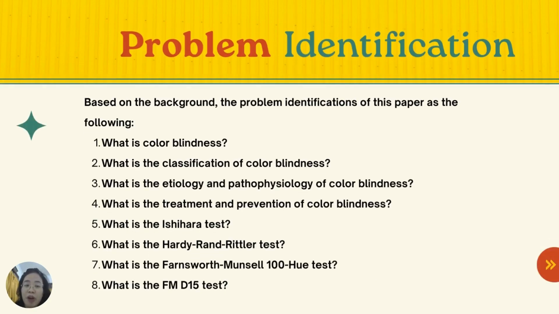Based on the background, the problem identification of this paper is as follows. What is color blindness? What is the classification of color blindness? What are the etiology, pathophysiology, treatment and prevention of color blindness? What is the Ishihara test? What is the Hardy-Rand-Rittler test? What is the Farnsworth-Munsell 100 hue test? And what is the FM D-15 test?